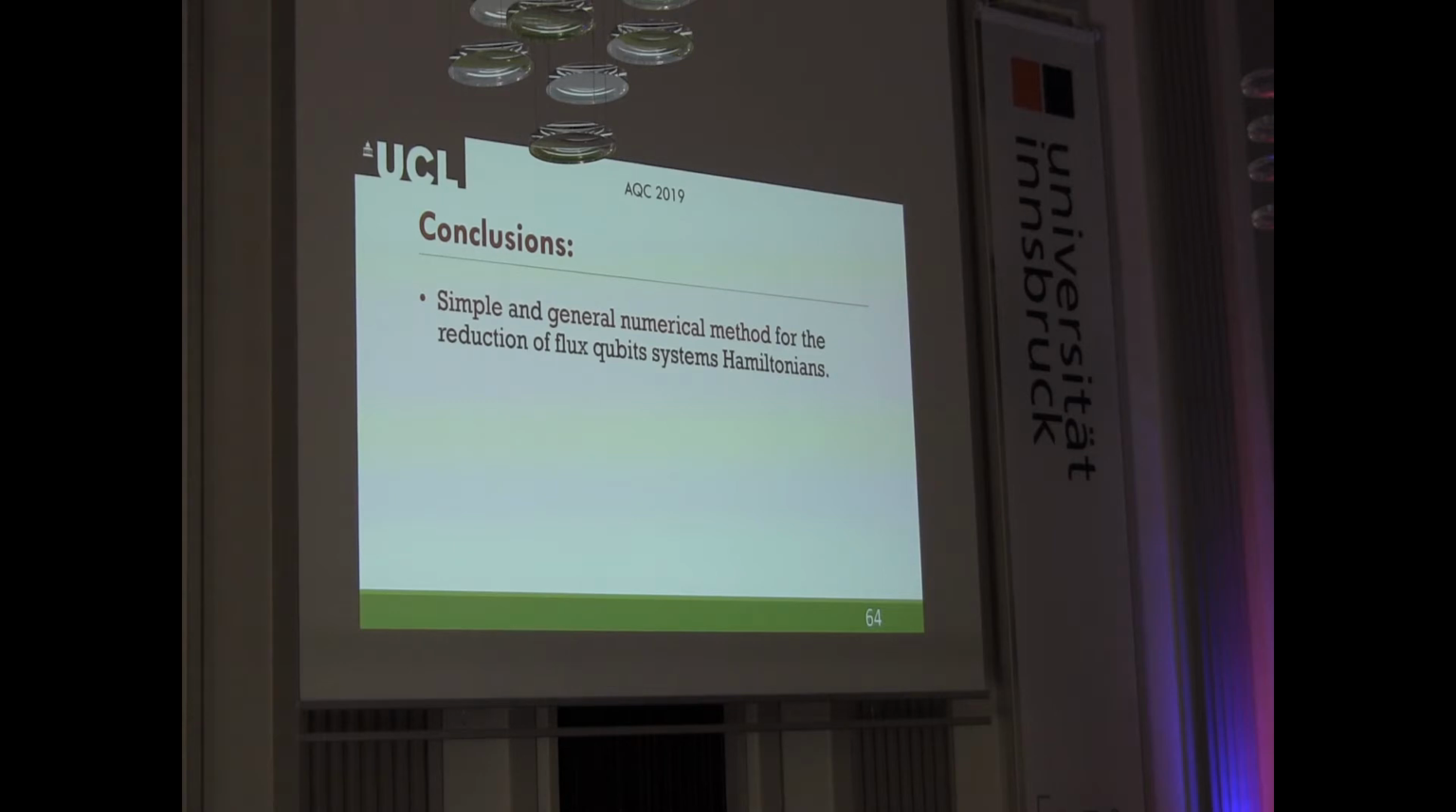So in conclusion, I think I've shown a fairly simple and general numerical method to reduce the Hamiltonian of a system of flux qubits to a spin Hamiltonian. This has potential applications in getting more precise information about our annealing schedules, and in particular, understanding crosstalk, as we vary the Z-Z interaction, we saw that we affect the transverse fields, for example.